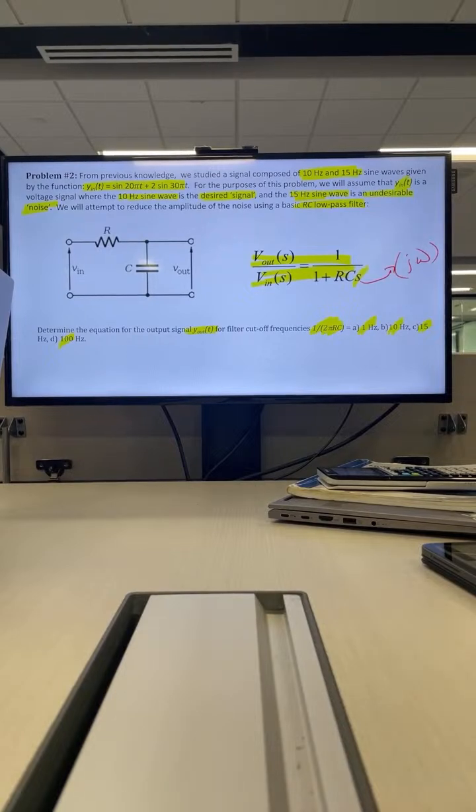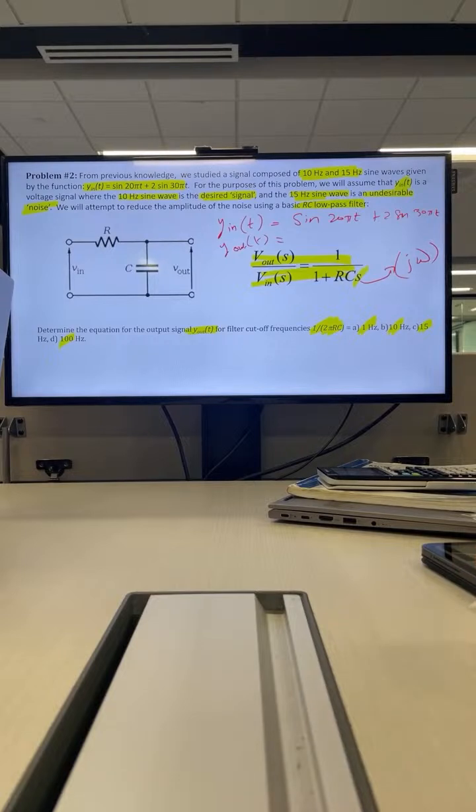So now, say for example, you are going to have y in of t, that is sine 20 pi t plus 2 sine 30 pi t. What will be my y out of t?